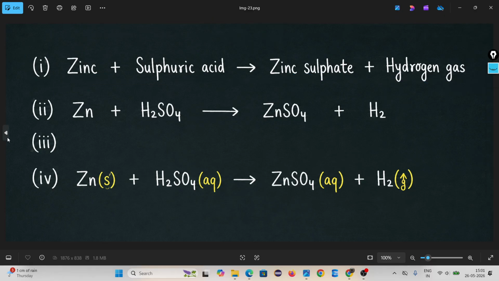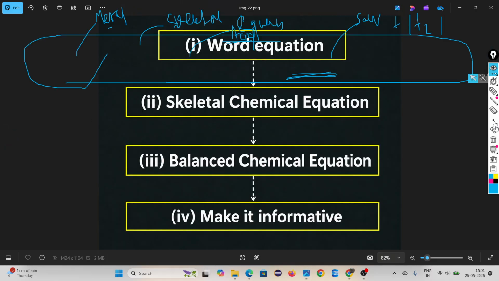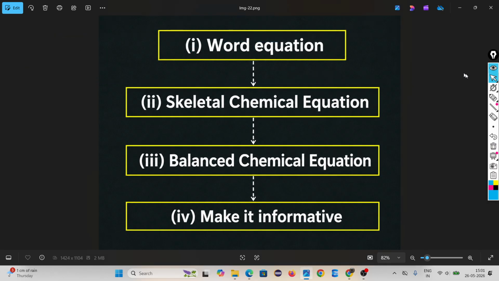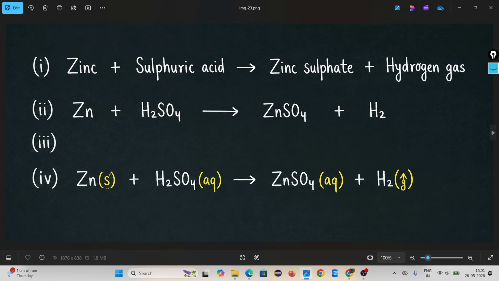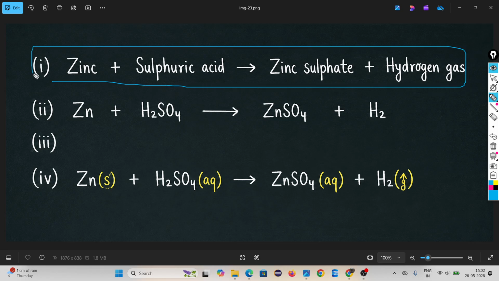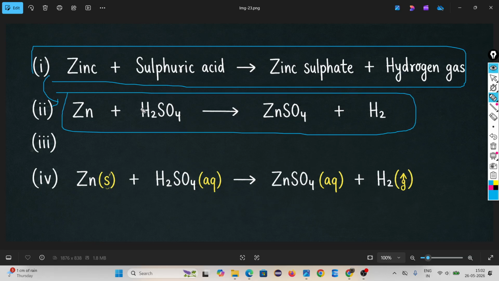Remember the four steps. First, the word equation. The word equation should be converted to a skeletal chemical equation. Then balance. Then make it informative. This is the word equation. Then this is the skeletal equation.